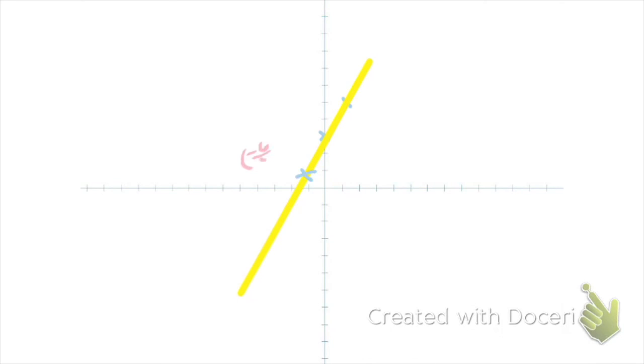Take a look at the picture. There's our line, there's the point minus 6/5, 3/5, and it does look like that's the minimum distance.